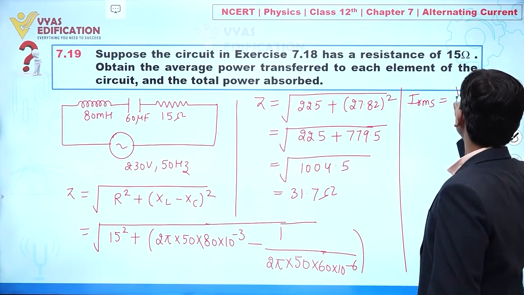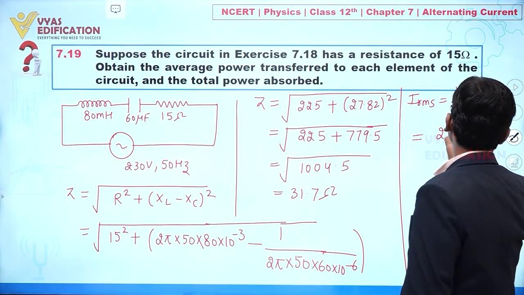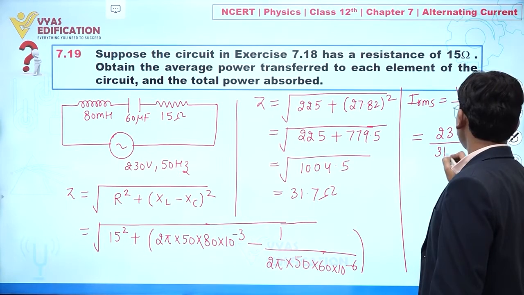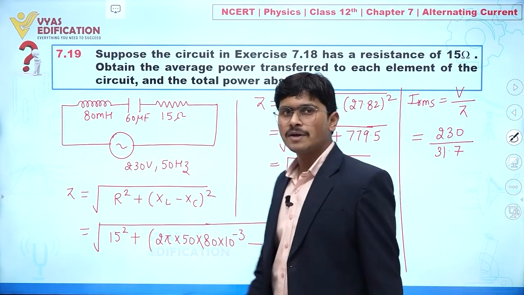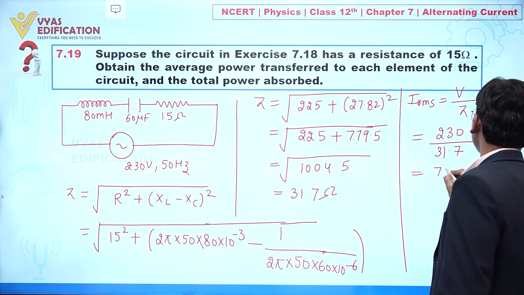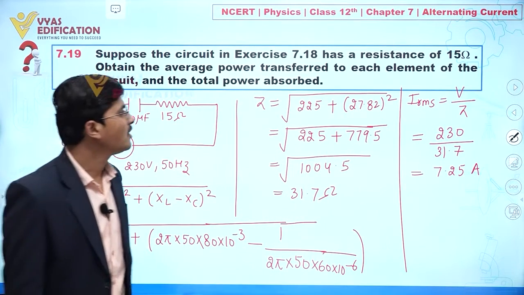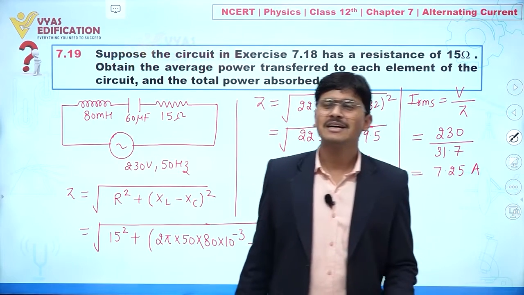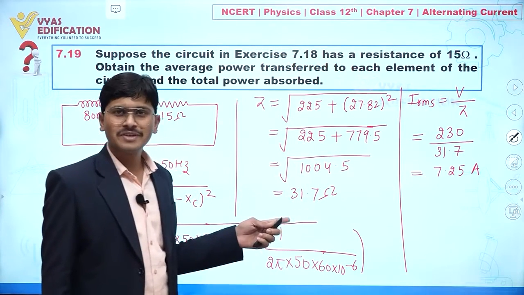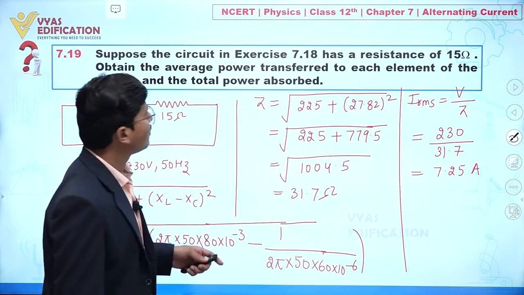IRMS is given by V divided by capital Z. What about V? V is given to you, this is 230, and capital Z is equal to 31.7. Clear? So now if you calculate it, you will find this value near about 7.25 ampere, and definitely this current is less than the previous one. Why? Because we are also adding the impedance due to resistance. Clear? You are getting an additional term of 225, or we can say resistance.